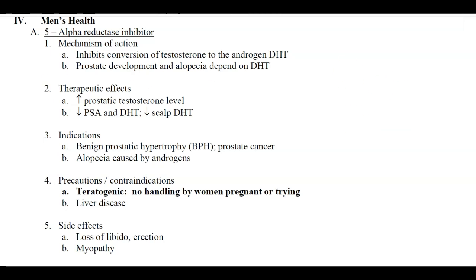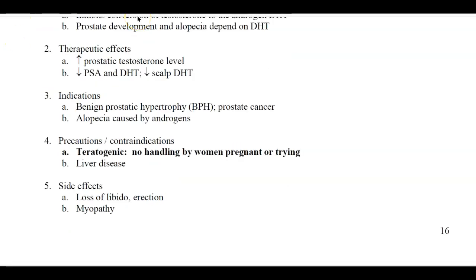For the therapeutic effect, it can increase prostatic testosterone level. On the other hand, it decreases PSA, which is prostate-specific antigen, and DHT, which is dihydrotestosterone. In addition, it also decreases scalp dihydrotestosterone. Indications, or reasons why we give these medications, include BPH or benign prostatic hypertrophy, prostate cancer, and alopecia or hair loss that's caused by androgens.